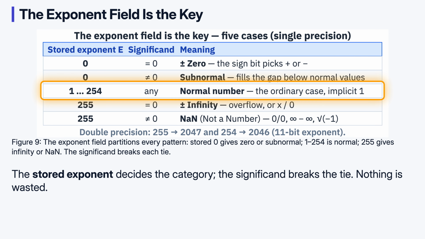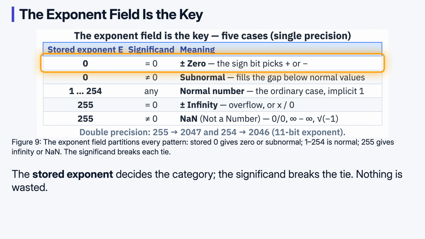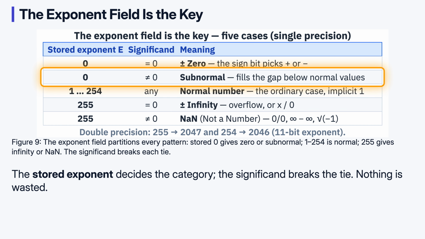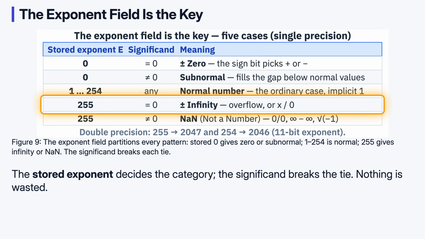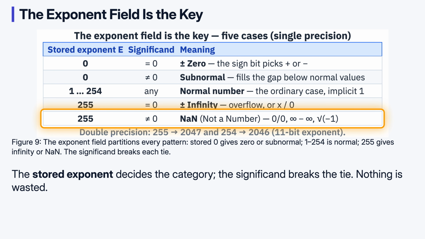A stored exponent of all zeros with an all zero significand means 0. All zeros again, but with a non-zero significand, means a subnormal. A stored exponent of all ones with an all zero significand means infinity. And all ones with a non-zero significand means not a number, so the significand breaks each tie. Every single bit pattern lands in exactly one category. Nothing is wasted. Let us walk these rows one at a time.